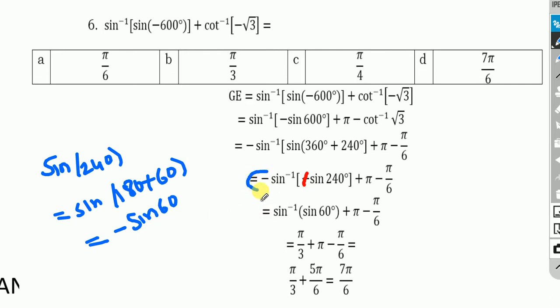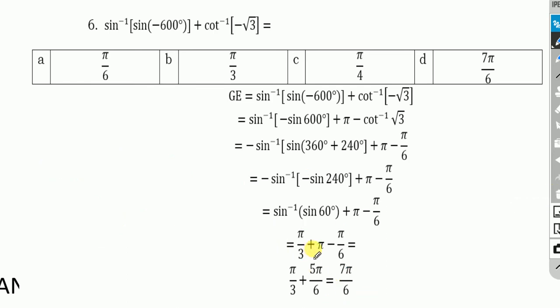So sine of 240 is equal to minus sine 60, but we have a minus sign here, so minus into minus will be plus, so it is sine inverse of sine 60 plus pi minus pi by 6. Sine inverse of sine 60 is 60, and 60 is pi by 3, so I have pi by 3 plus pi minus pi by 6. Pi by 3 minus pi by 6 is pi by 6, so that is pi plus pi by 6, which is 7 pi by 6. Or we can also simplify this as 6 pi minus pi is 5 pi by 6 plus pi by 3, so 6 is the LCM, you have 2 pi plus 5 pi, 7 pi by 6. So the answer is option D for this question.